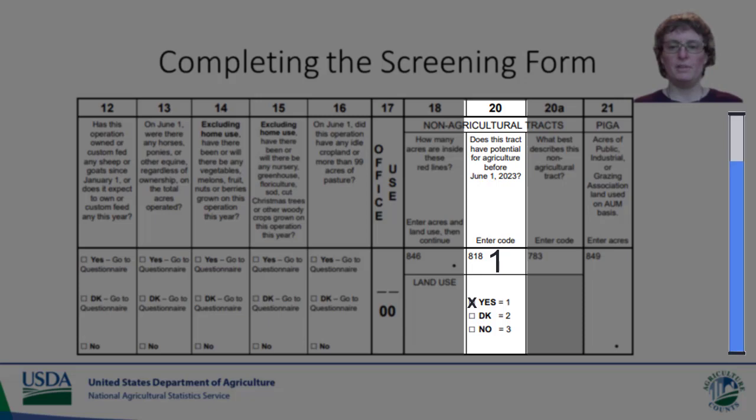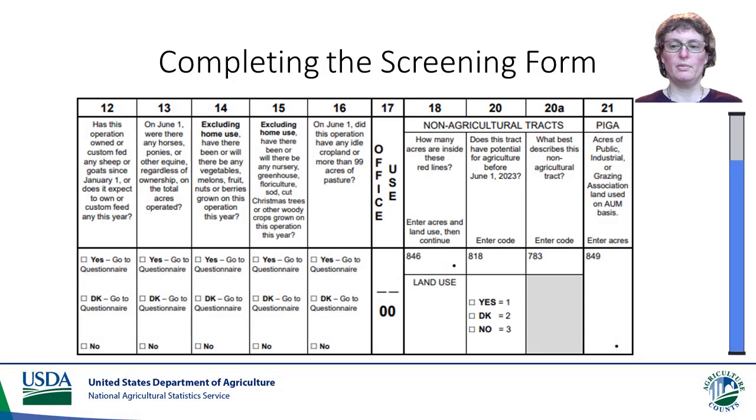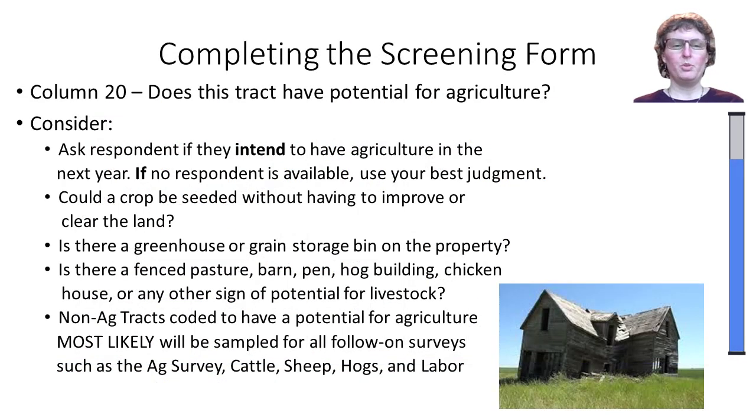Non-ag tracts that have potential for agriculture in the next 12 months will be included in follow-on samples over the next year. When completing column 20, consider the amount of work needed to have agricultural activity. Ask the operator if they plan to have any agricultural activity in the next year. If no operator is available, complete this question by observation. When making observations, consider the work or improvement needed to seed a crop.